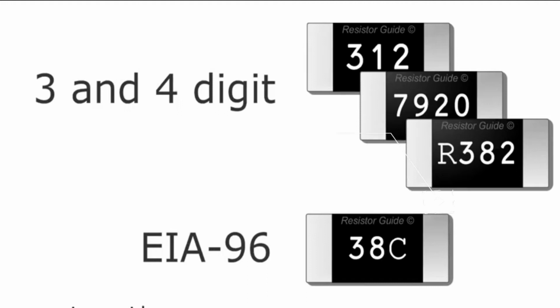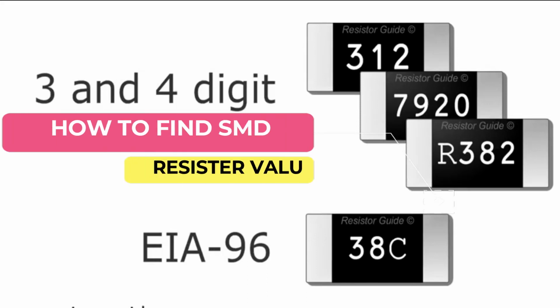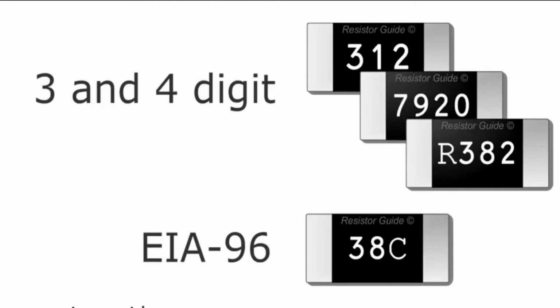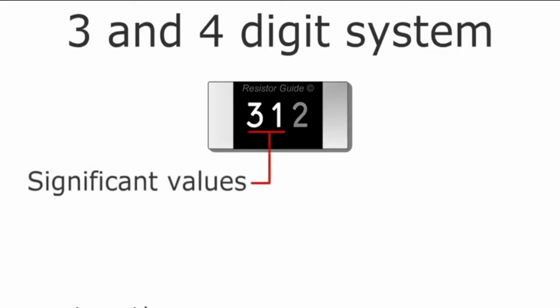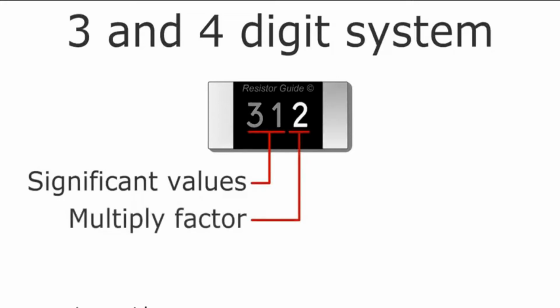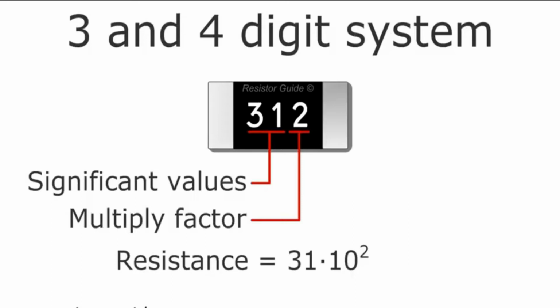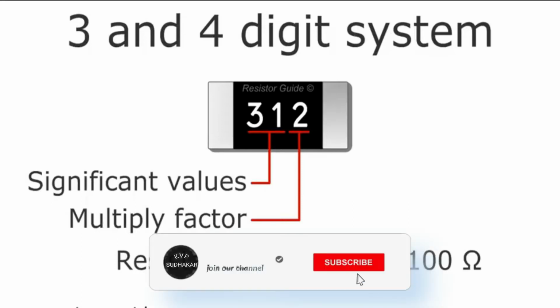Take a look at two popular coding systems, the 3 and 4 digit system and the EIA 96 system. Let's take an example of a 3-digit code. The first 2 digits represent the significant values of the resistance. The third digit represents a power of 10 multiply factor. The resistance value is therefore 31 times 10 to the power of 2, which leads to 3100 ohms.